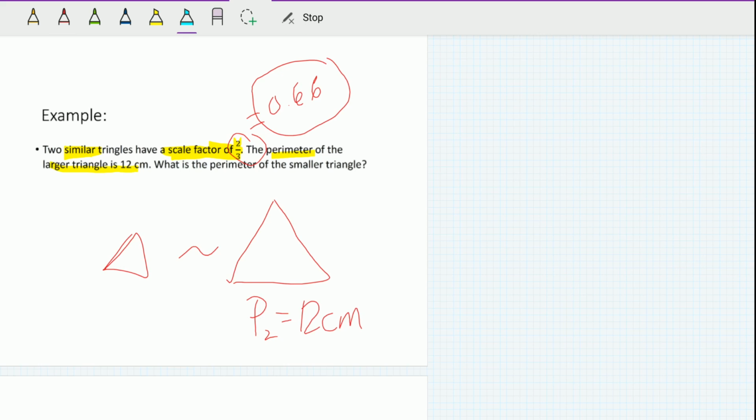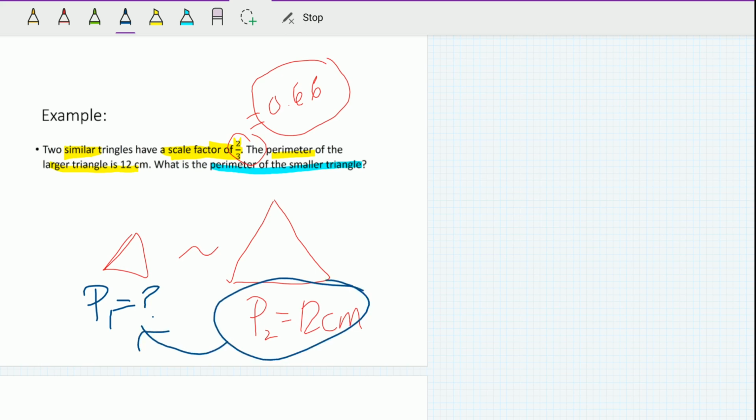And the question is asking, what is the perimeter of the smaller triangle? So I'm basically looking for this perimeter right here. So if I have the big one and I'm trying to go to the small one, that means I can just use the 0.66 already. So I'm going to go ahead and do 12 times 0.66. It's going to be pretty much the same answer.